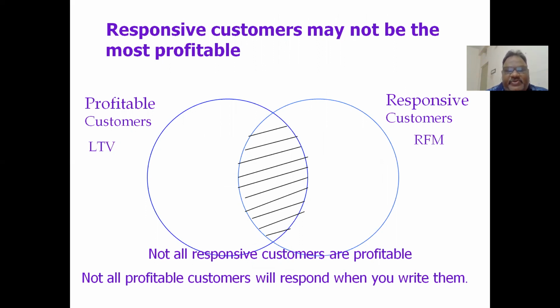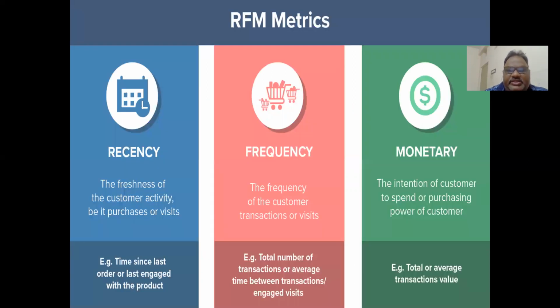When you talk about a profitable customer, you have to calculate the lifetime value of the customer. When you identify responsive customers, we use RFM analysis. So the main objective of RFM analysis is to find out who your responsive customers are. There are three metrics. One is recency, when the customer visited last time. Frequency, how many times he visited your retail mall or your shop. And monetary, how much money he or she spent in your mall.